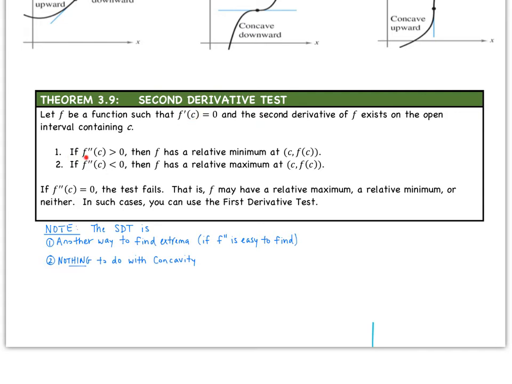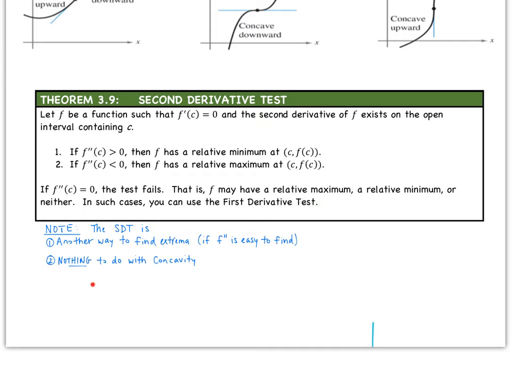If f double prime of c is greater than 0, then we have a relative minimum at c comma f of c. If f double prime of c is less than 0, then we have a relative maximum at c comma f of c. If f double prime of c equals 0, the second derivative test fails, so we would have to go to the first derivative test. We can't necessarily say that it's a relative minimum or a relative maximum or neither. You have to go back to the first derivative test.